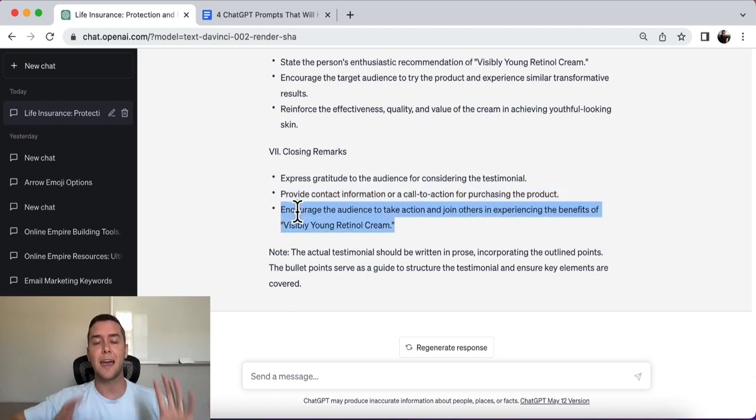Okay, so you can see how this outline is really powerful in giving a very effective, high-converting testimonial that will get people to buy. Because I could stand here all day long, and if I'm the creator of Visibly Young Retinol Cream, people aren't going to be as likely to buy it from me as they are from someone else that has tried it, used it, and experienced the positive results from it.